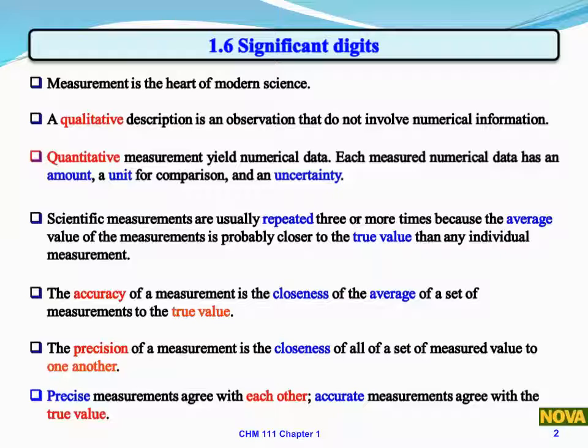Scientific measurements are usually repeated 3 or more times because the average value of the measurements is probably closer to the true value than any individual measurement. The accuracy of a measurement is the closeness of the average of a set of measurements to the true value. The precision of a measurement is the closeness of all of a set of measured values to one another. Precise measurements agree with each other, whereas accurate measurements agree with the true value.